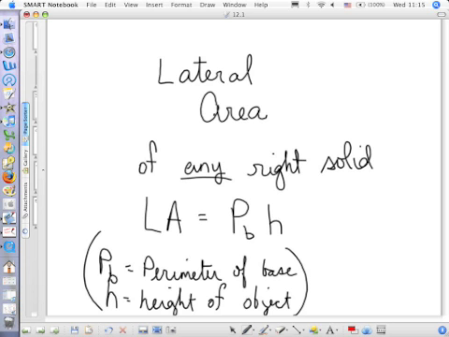All right. Now tonight you're going to be finding lateral area, total area, and volume of right solids. And we have a general formula that can be used to find the lateral area of any right solid. So all of those pictures that we just looked at, including the cylinder, this will work.